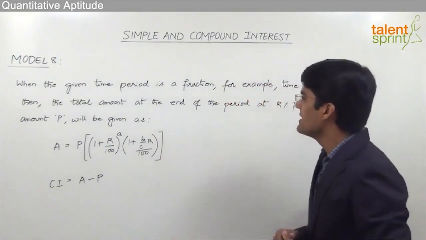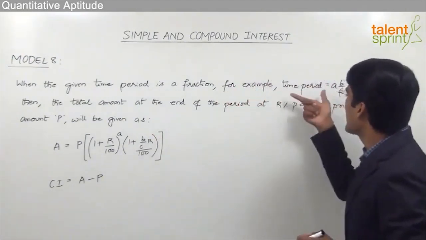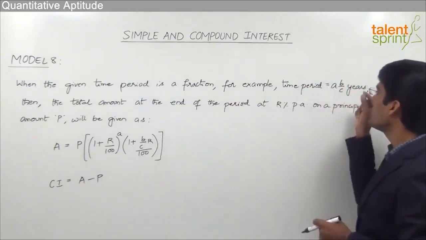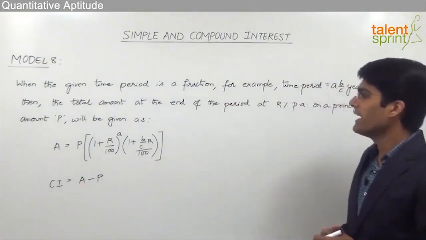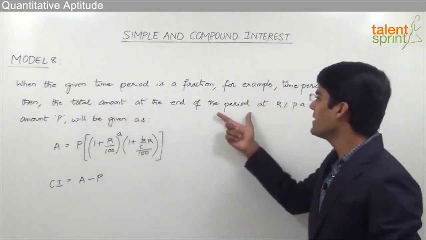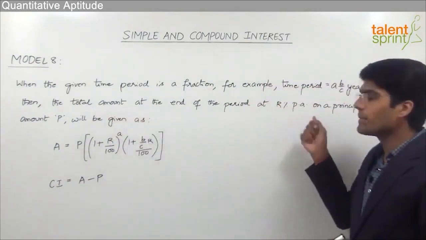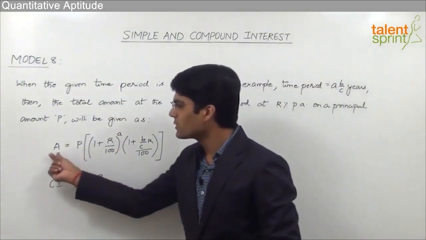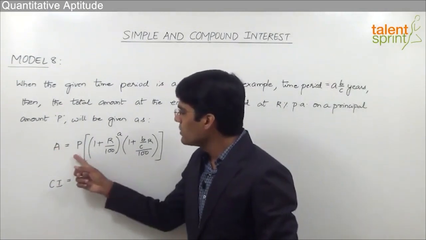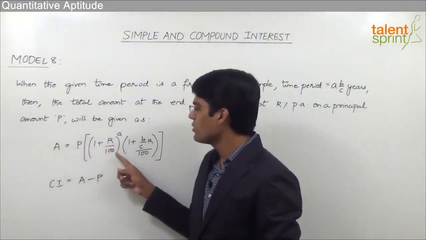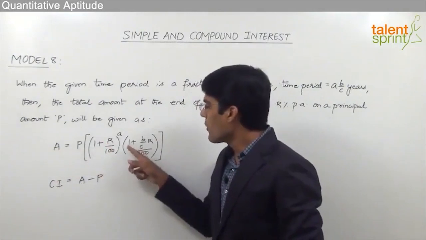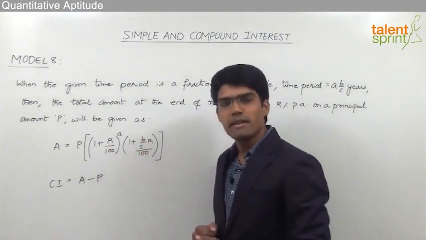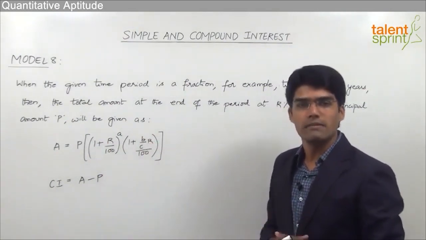When the given time period is a fraction, for example, the time period is equal to A B by C years, where A is an integer and B by C is a fraction, then the total amount at the end of the period at R% per annum on a principal amount P will be given as you can see here, the total amount can be calculated as P into 1 plus R by 100 whole to the power of A into 1 plus B by C times R by 100. So by using this formula, we can find out the total amount at the end of the given period.